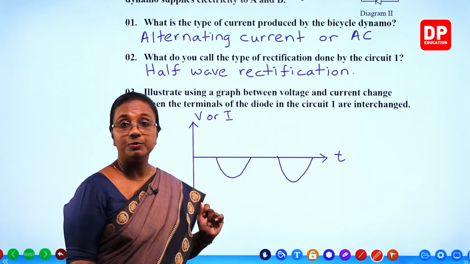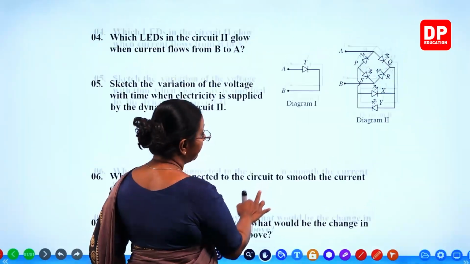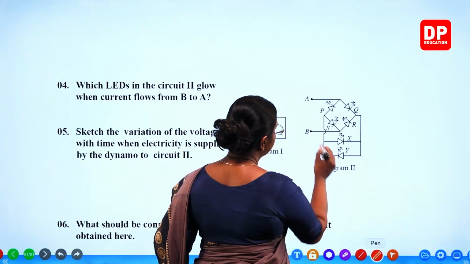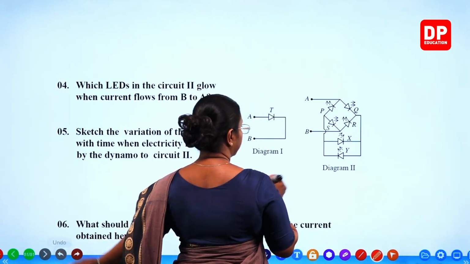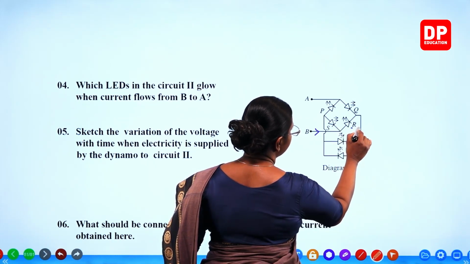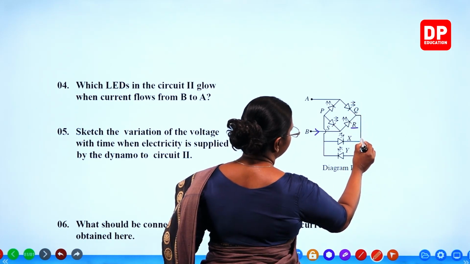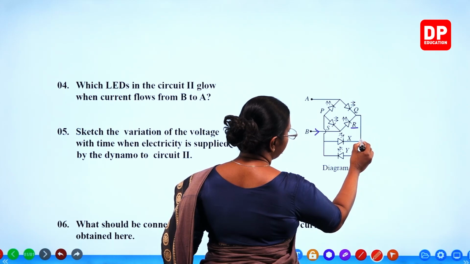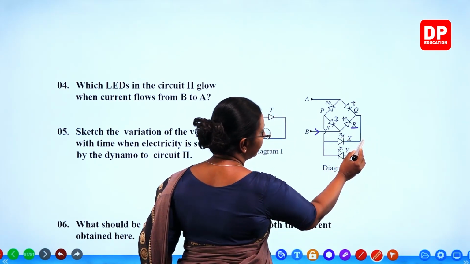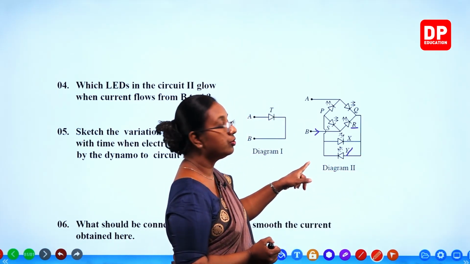So, with that, students, I will move on to the next question. This is the last part of the question. Which LEDs in the circuit 2 glow when current flows from B to A? So, when current flows from B to A, here you can see B. It is going to be from B to A. At this point, when it comes, you can see R is forward bias. It will allow current to flow. And then current will come. It cannot go through Q. It has to come to this point. X also will not allow the current to flow this way. So, it is going to be Y that is allowing the current to flow.